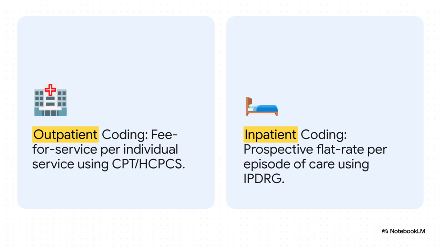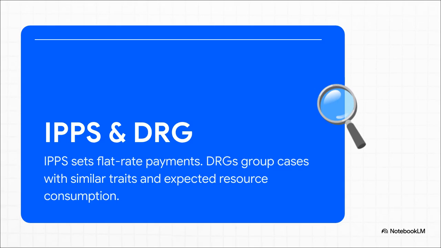It literally doesn't matter if they stay for 3 days or 10 days, or if they had 2 x-rays or a dozen. This flat rate methodology is governed by the Inpatient Prospective Payment System, or IPPS. Under IPPS, hospital cases are sorted into what we call diagnosis-related groups, or DRGs. The whole idea here is that patients who group into the same DRG are expected to consume a similar amount of hospital resources and have similar clinical characteristics. It's kind of like a giant bucket for similar cases.